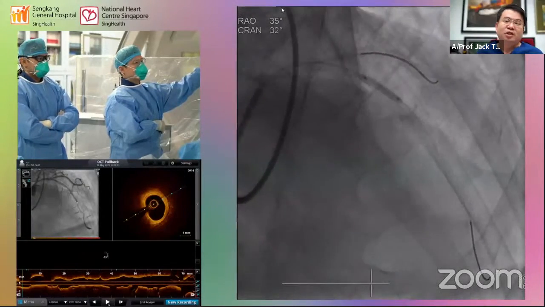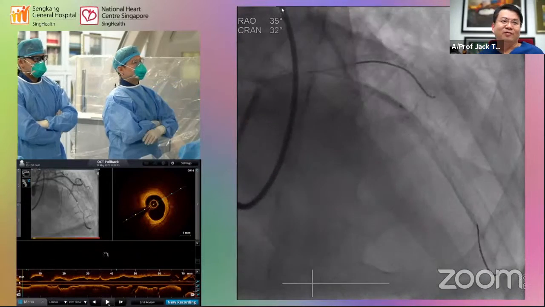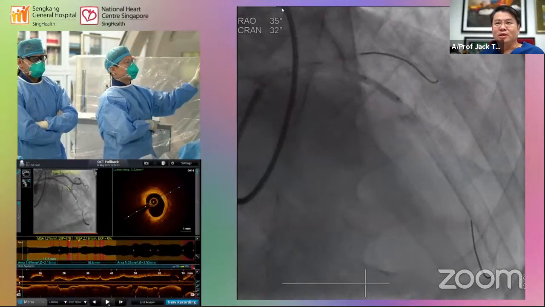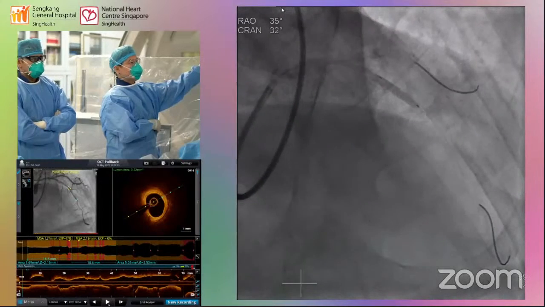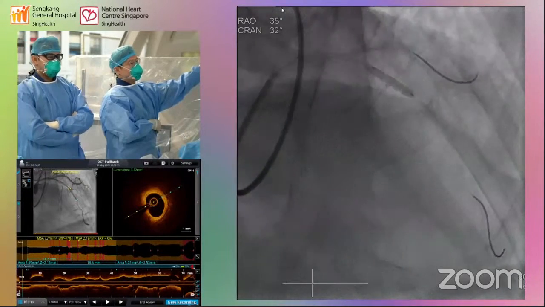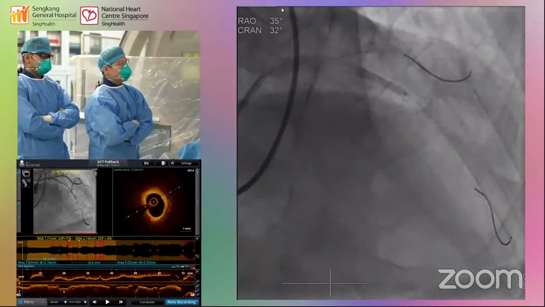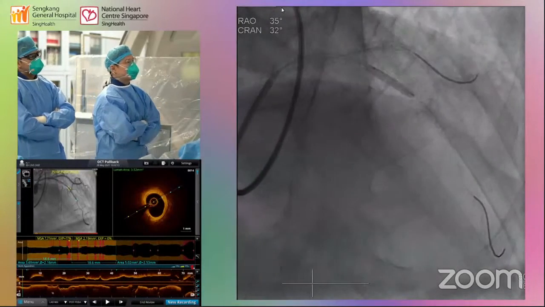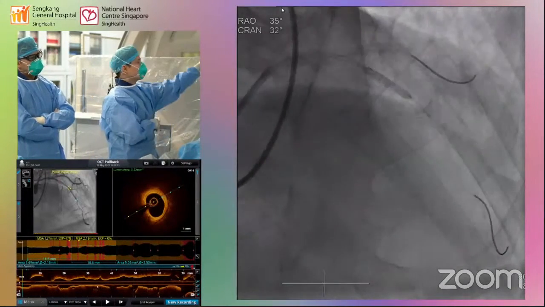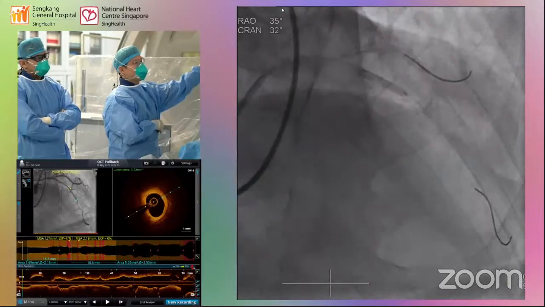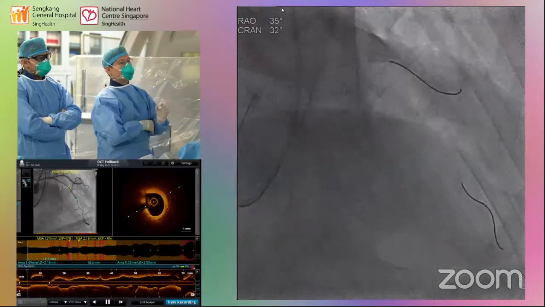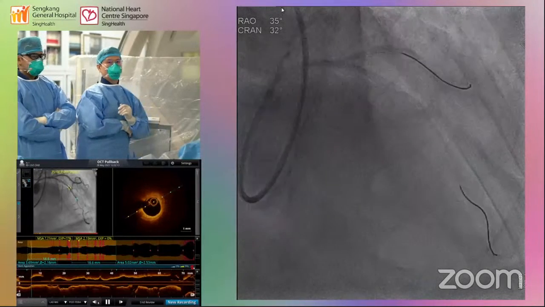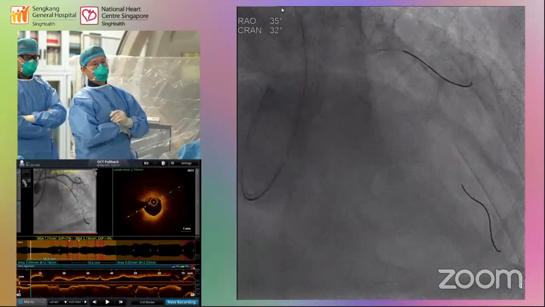It's very nice that Chiang is also simultaneously showing and following up with you on the OCT runs. So, very good. And then in the end, there's some waisting. So I decided to use a scoring balloon, a 2.5 Scoreflex, to pre-dilate, especially the proximal LAD where the septal branch is. And we actually did an OCT after that. So maybe Chiang can show what we found after we did a scoring balloon.